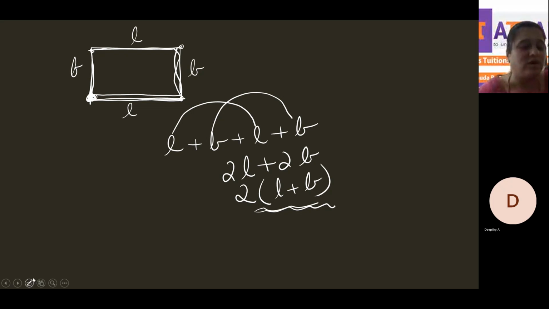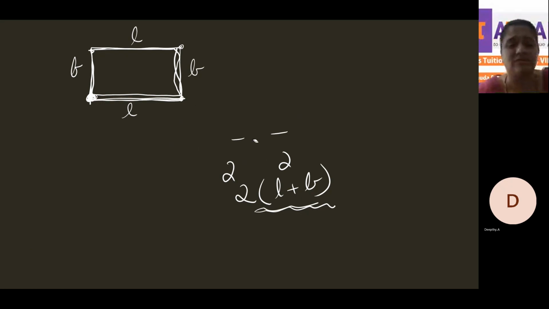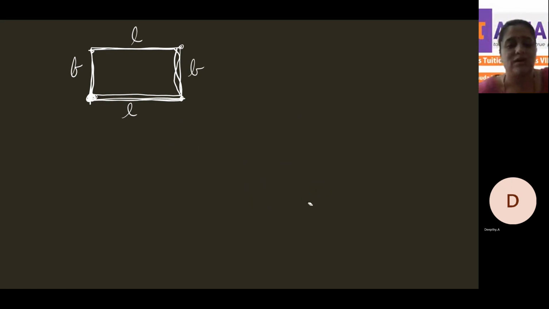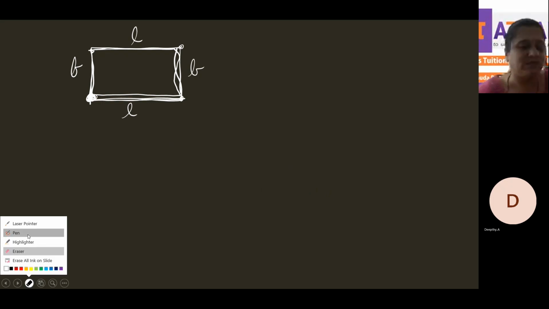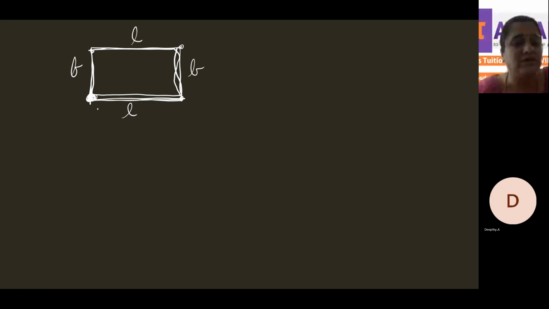Now, so what is semi-perimeter? Half of the perimeter, right? So half of the perimeter will mean this. Half of the perimeter. So semi-perimeter will be this distance plus this distance. That's all. L plus B is semi-perimeter.